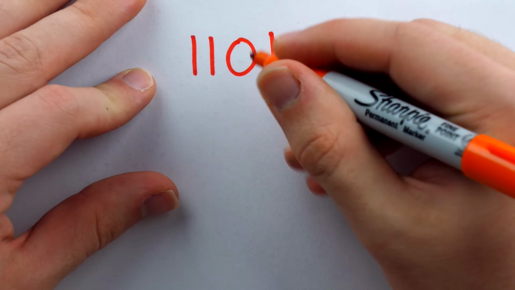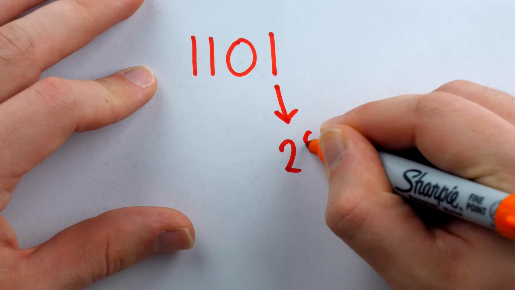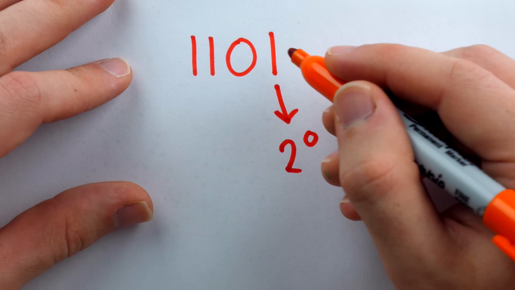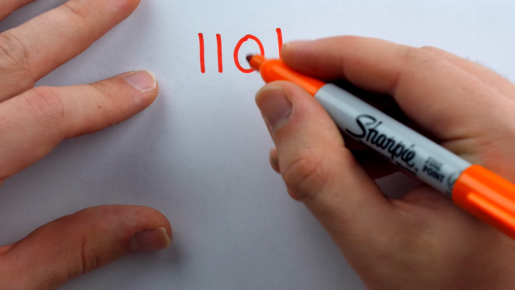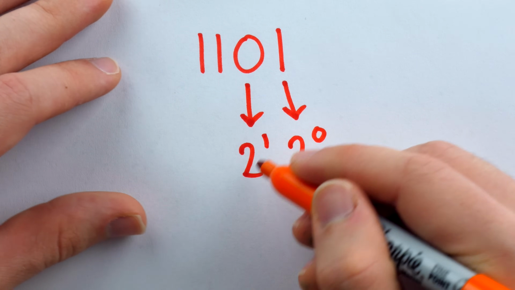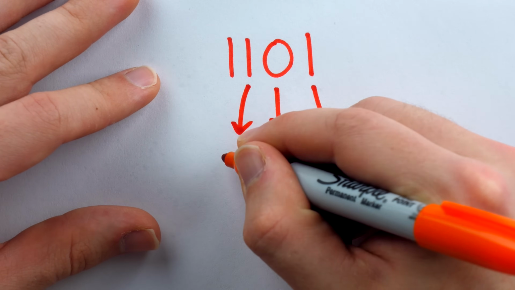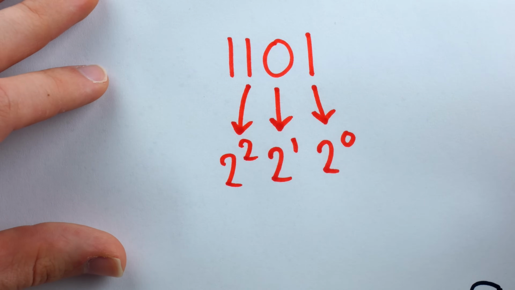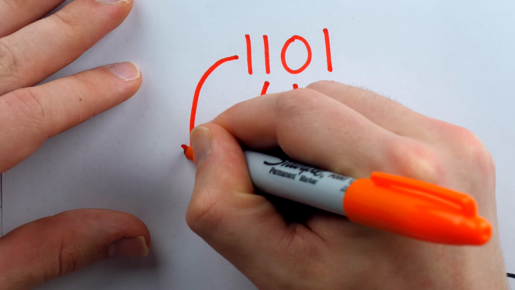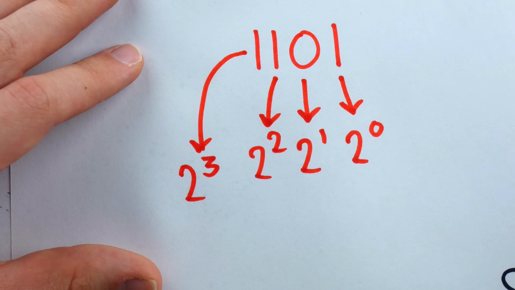So the first bit in this binary number is 1 copy of 2 to the power of 0. 2 to the power of 0 is 1, so that's just 1 unit. This next bit is 0 copies of 2 to the power of 1, so 0 copies of 2. The next bit is 1 copy of 2 to the power of 2, so 1 copy of 4. The next bit is 1 copy of 2 to the power of 3, so 1 copy of 8.